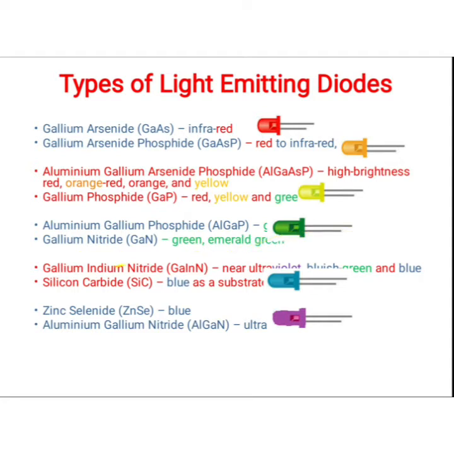Gallium nitride, GaN: green, emerald green, that is dark green. And then gallium indium nitride, GaInN: near violet, ultraviolet, bluish green and blue. Silicon carbide, SiC, blue as a substrate, so you can see blue light, blue LED. Zinc selenide, ZnSe, blue. Aluminum gallium nitride, AlGaN, ultraviolet. So violet color, purple color LEDs will be available. So these are different types of LEDs.